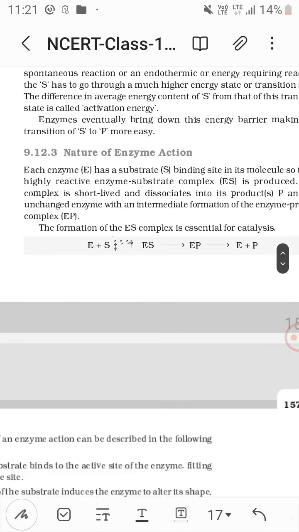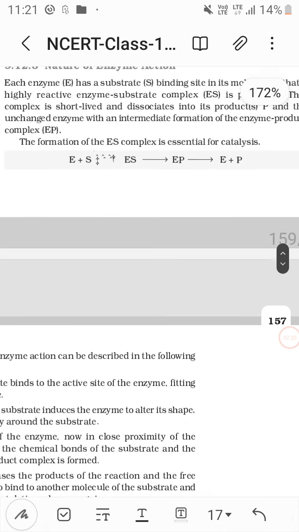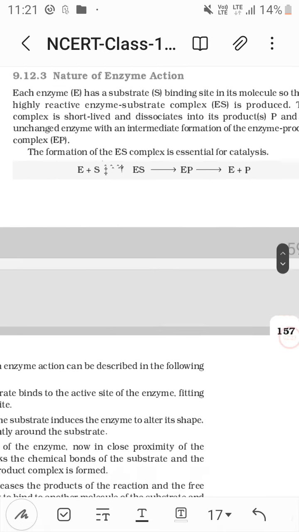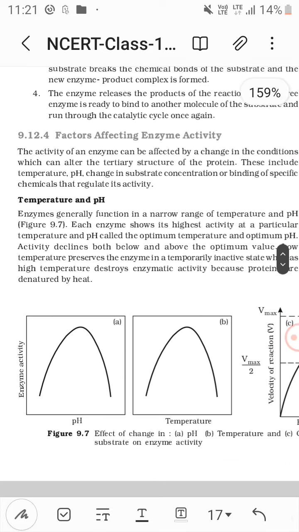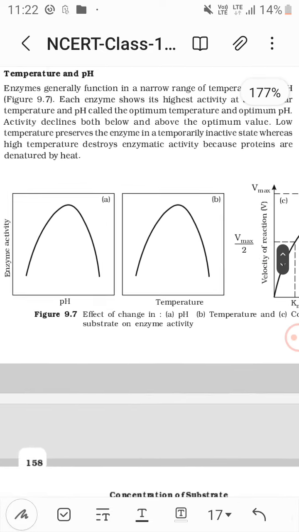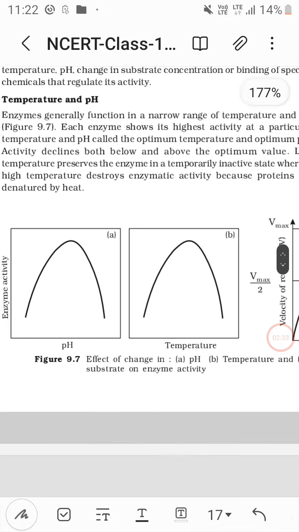Now the nature of enzyme action: you see enzyme plus substrate, then enzyme-substrate complex, then enzyme-product complex, then enzyme plus product is formed at the end. Now factors affecting enzyme activity, temperature and pH, you see in the diagram. Effect of change in pH and temperature: you see there is an optimum.